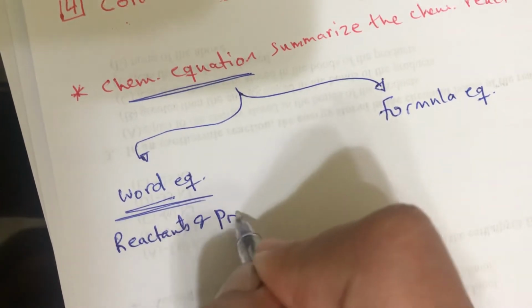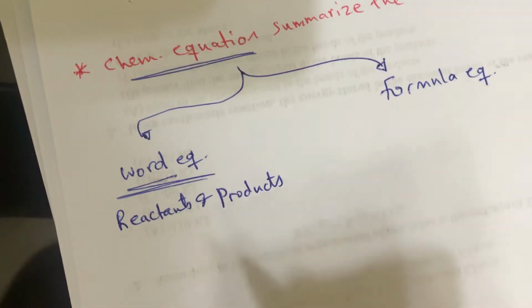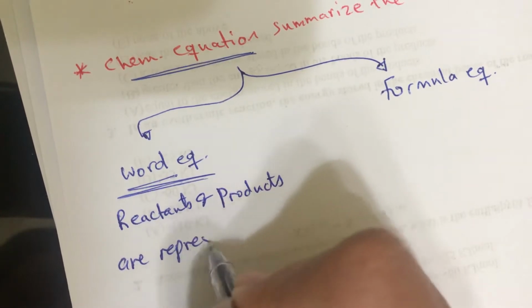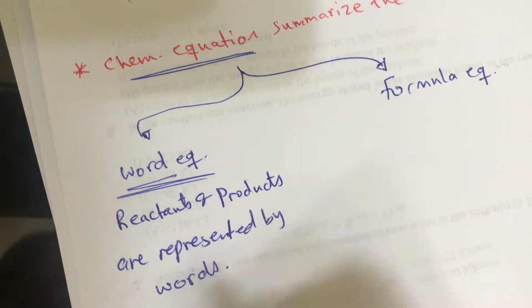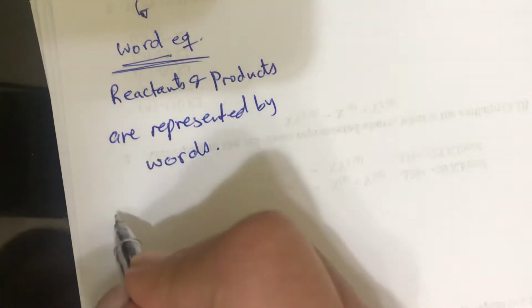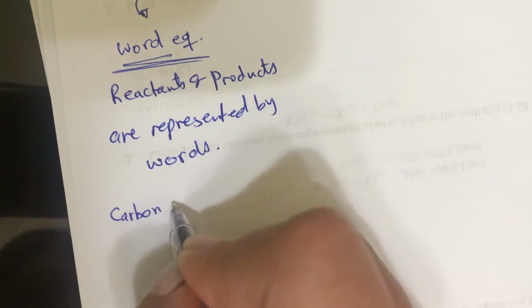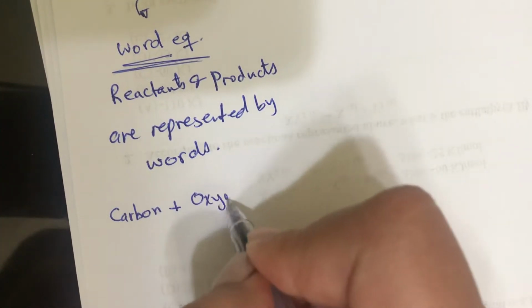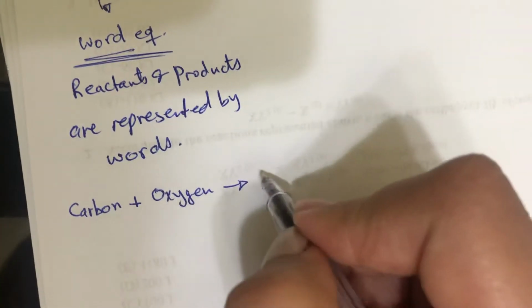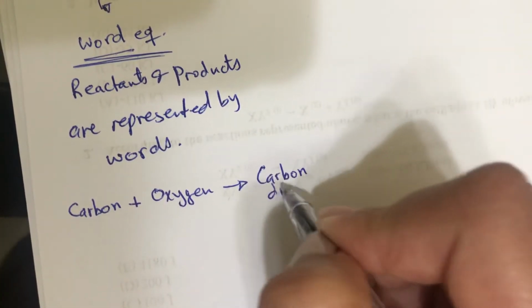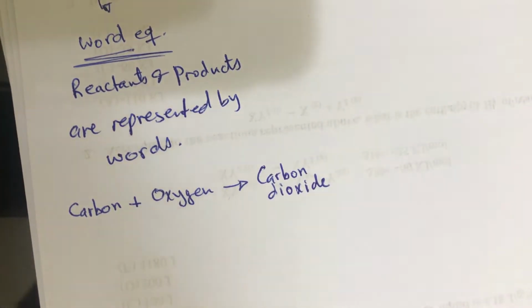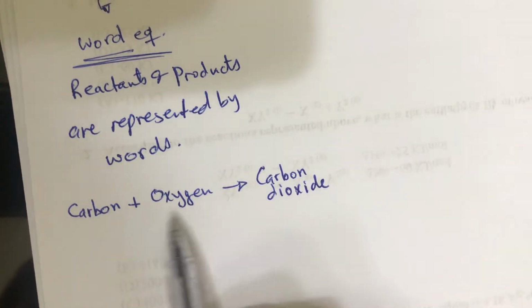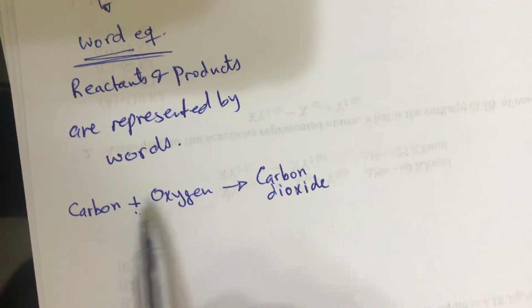and products are represented by words. For example, carbon plus oxygen produces carbon dioxide. So it's a word equation because reactants and products are represented by words.